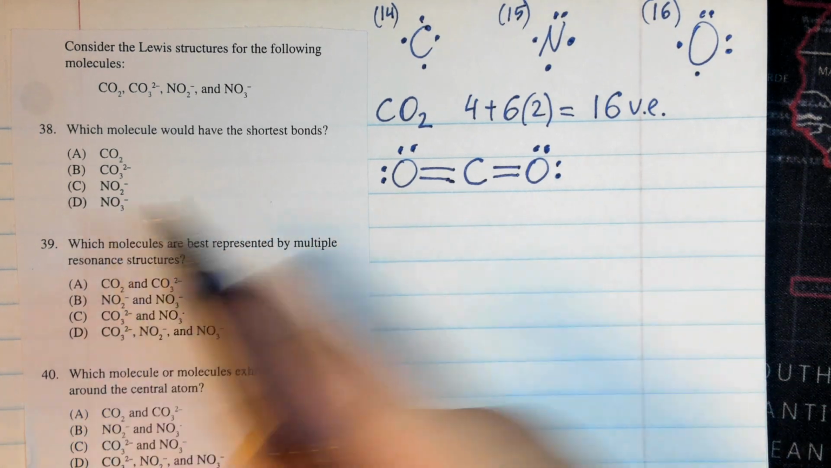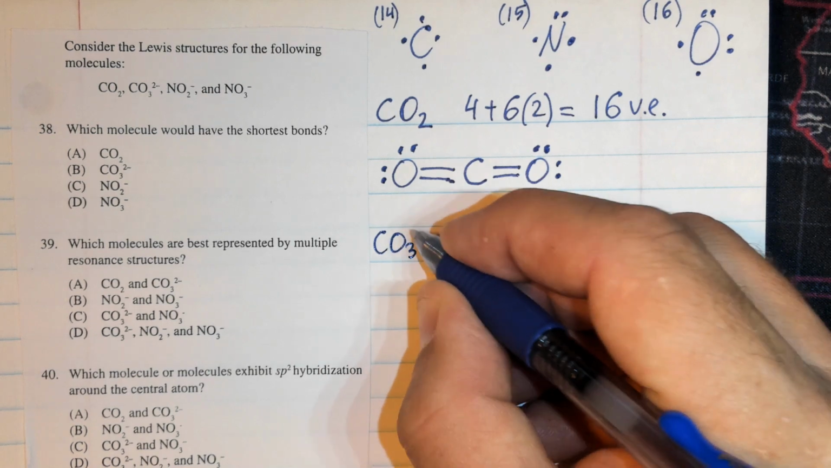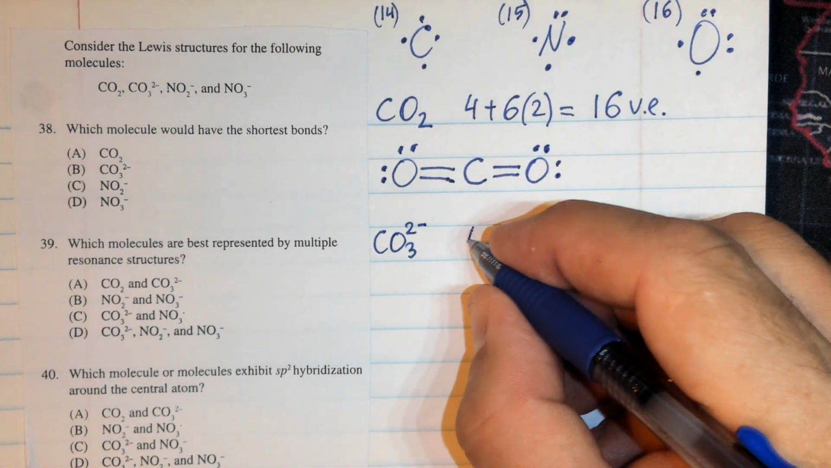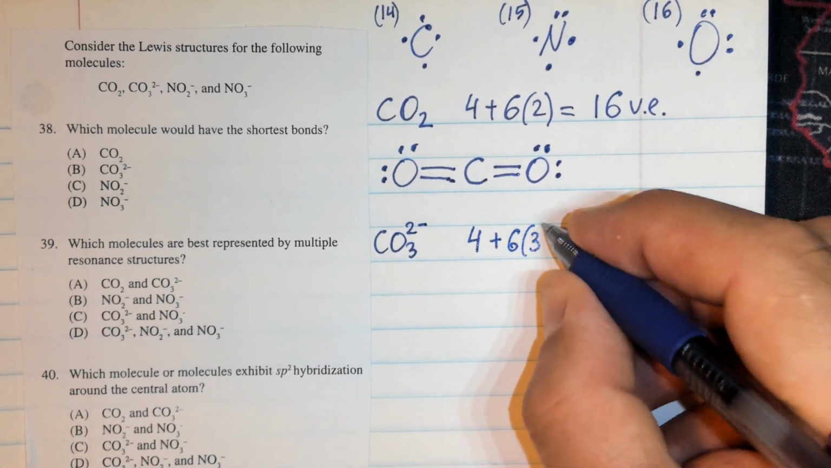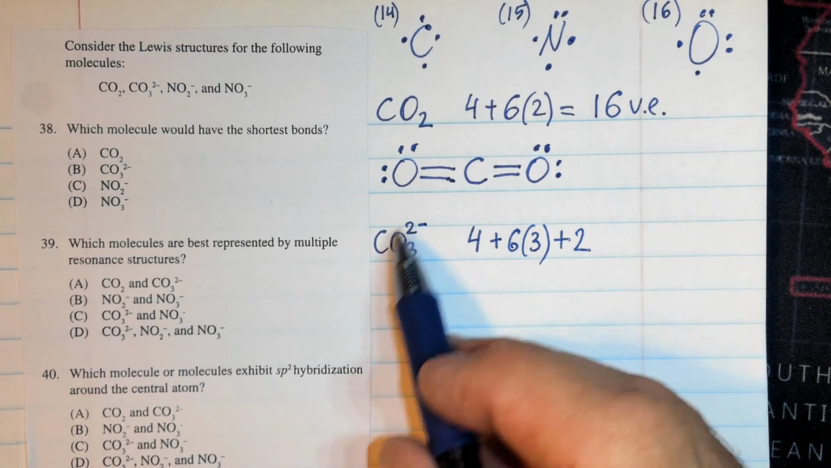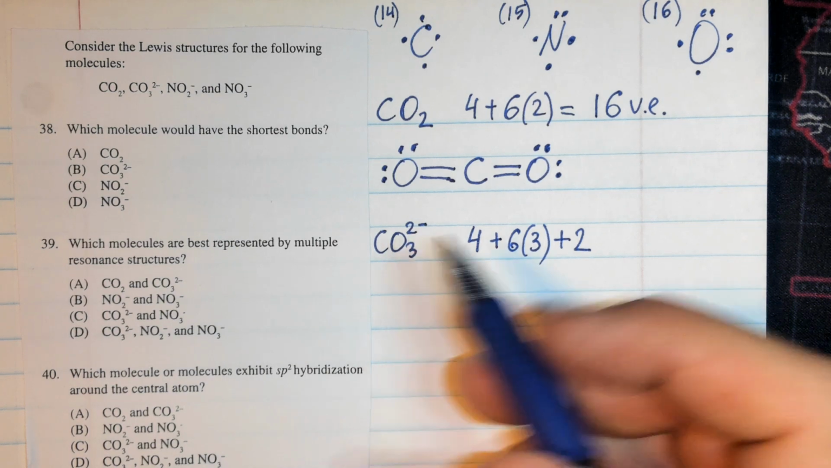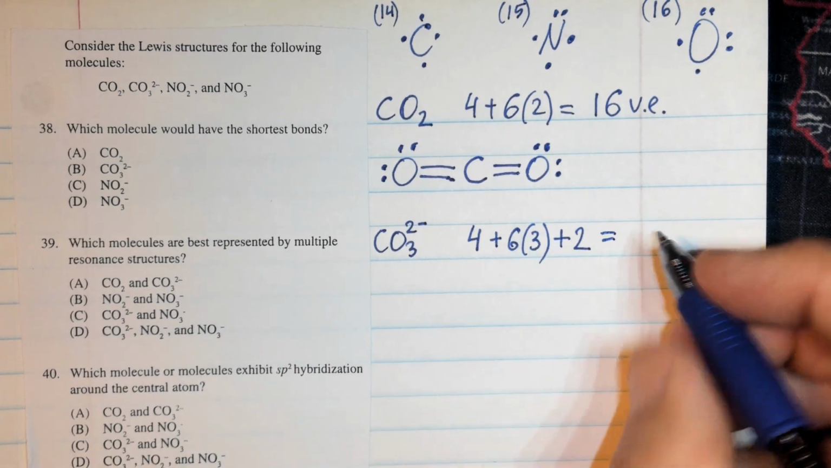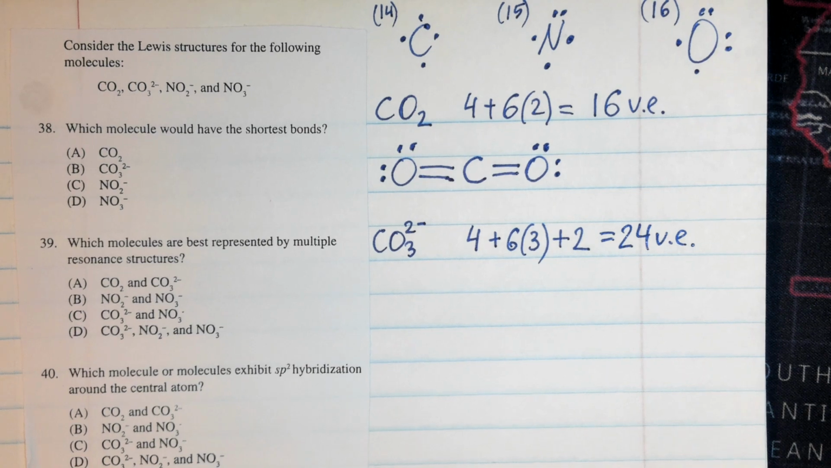Okay, next we're going to do CO3 2 negative. Now this one has 1 carbon, that's 4, plus 3 oxygens, 6 times 3, plus 2 extra electrons for the net 2 negative charge. Each negative charge is an extra electron, so 2 extra. And the total here is 24 valence electrons in this structure.